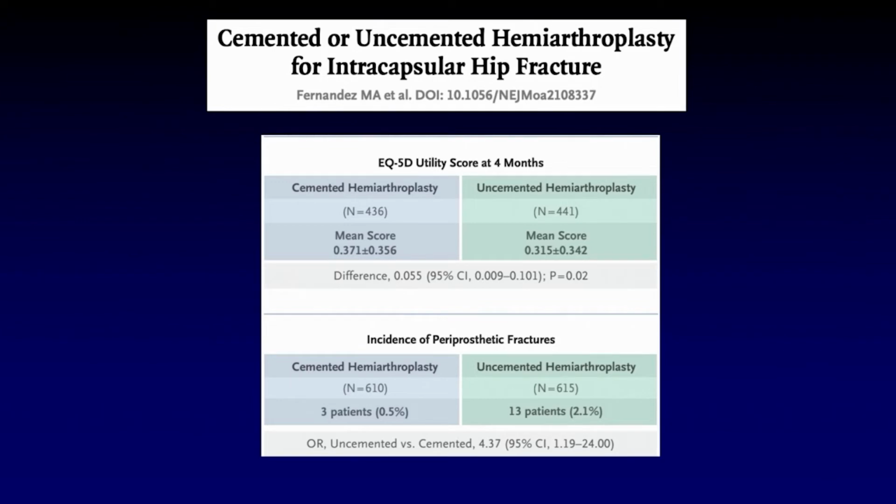This was a randomized trial in many centres across the UK, comparing cemented hemiarthroplasty with uncemented, using contemporary implants for the uncemented. It shows a difference in EQ5D, so health status was better in the cemented group. It's a fairly small difference, but significant. And the incidence of periprosthetic fracture was dramatically better in the cemented group, some 4 times reduction in terms of the odds ratio.